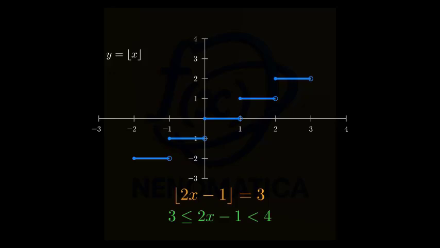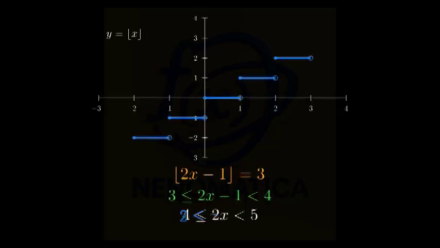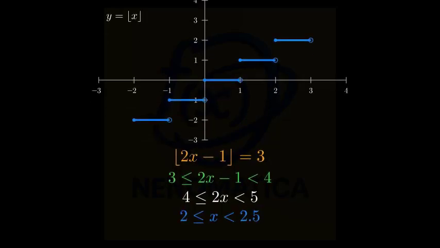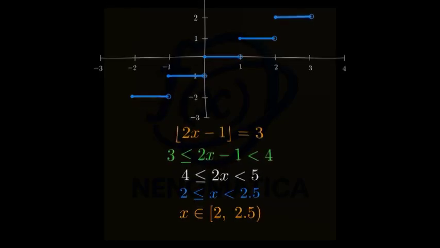Next, add 1 to all three parts. That gives 4 is less than or equal to 2x, which is less than 5. Finally, divide all parts by 2. We get 2 is less than or equal to x, and x is less than 2.5. So the solution set is the half-open interval from 2 to 2.5.